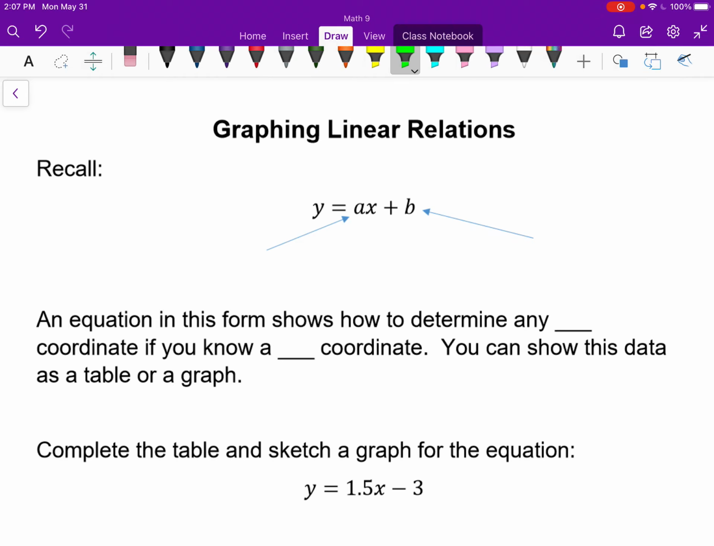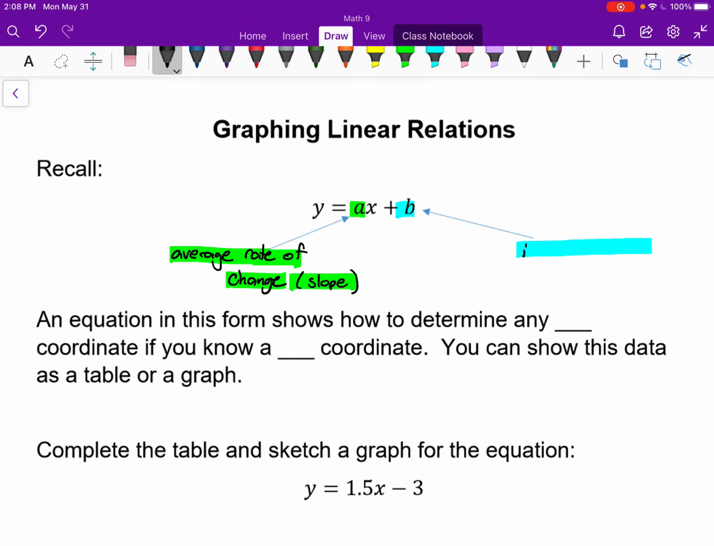And so in this case, if you have an equation in this form, the coefficient of x is your average rate of change. And that could take on many meanings depending on what the context is. And quite often we call this slope. That's really a term, like I said before, that is formally introduced in grade 10, but it's less syllables than average rate of change. And b, the constant term, that's our sort of starting amount or initial amount.